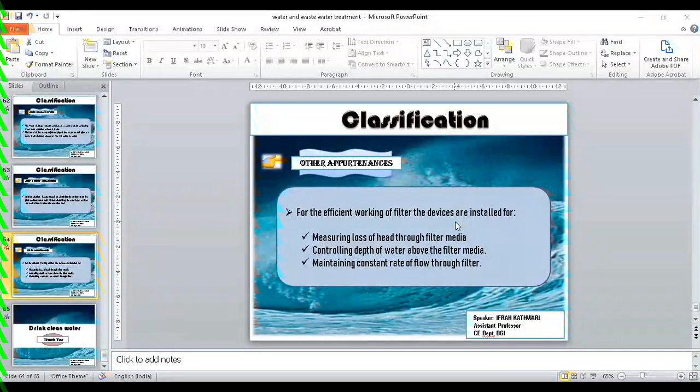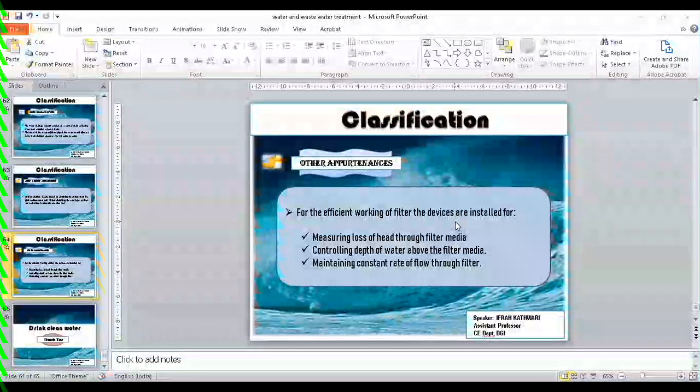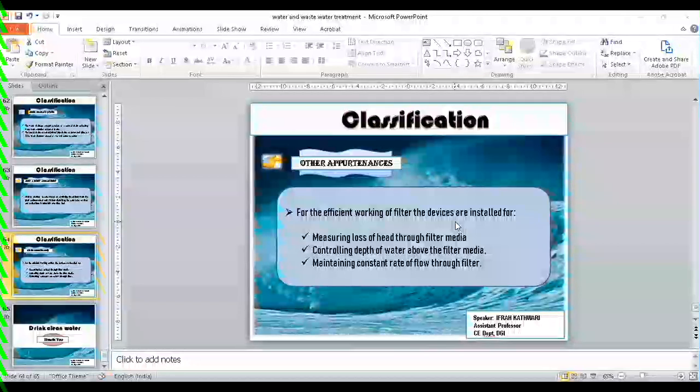In the next lecture, I will be discussing the rapid sand filters, the design of both slow and rapid sand filters, and the cleaning of filters, wherein we have backwashing and ion exchange processes. So I'll be discussing all these things in the next coming lecture.